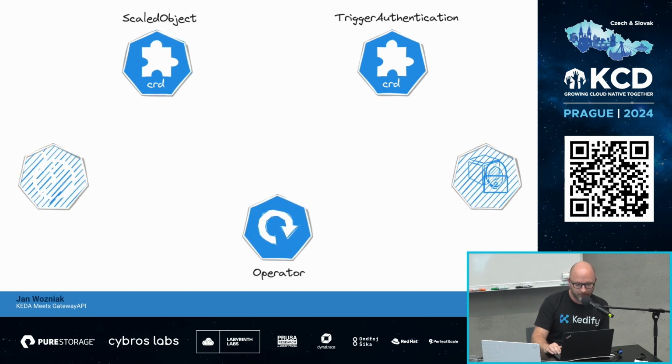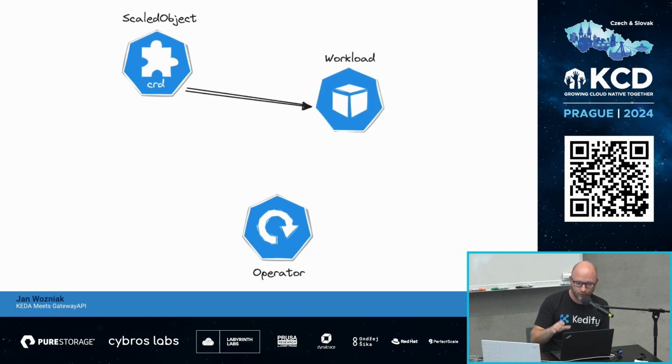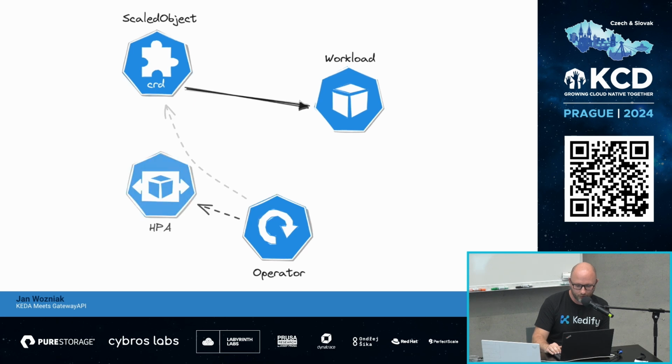The operator, that's a little bit more complex. Let's start with a scaled object. So your scaled object targets a workload. That can be either a deployment, stateful set, also Argo rollouts are officially supported. Technically, anything that has a scaled sub-resource should be supported. And also jobs, if we talk about the scaled jobs as well. The operator sees a scaled object created, it will reconcile it, create an HPA.